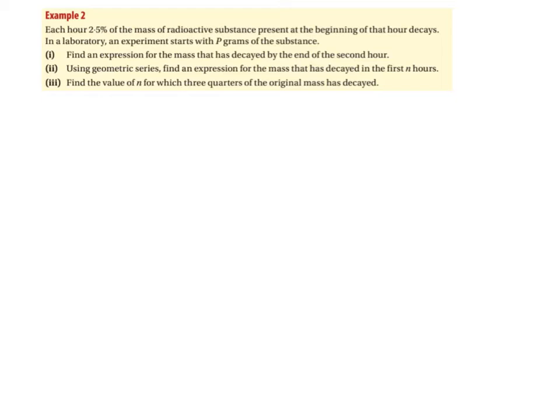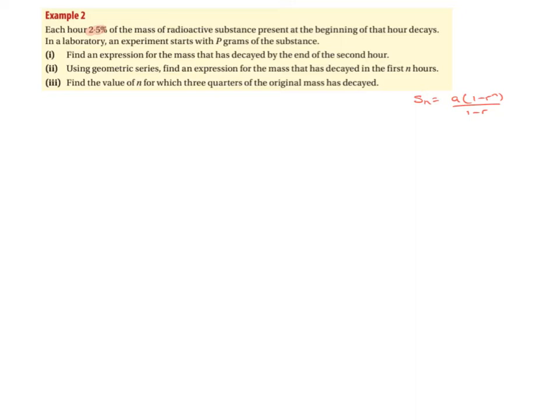Okay, so let's have a look at this. We're using a geometric series, and we know that we're looking at the sums. So I'm just going to write down Sn is equal to a(1 minus r to the n) over 1 minus r, because that's the one that we're going to be using later. Let's have a quick look at what it says. It says each hour 2.5% of the mass of a radioactive substance decays, and it starts with p grams of the substance.